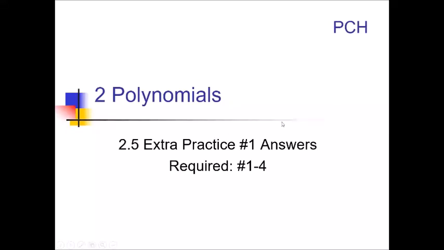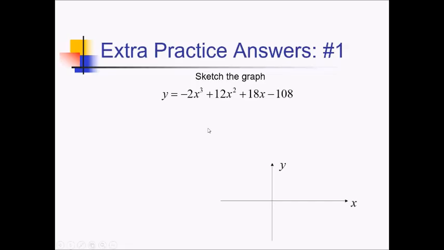Hello there, Mr. Sutton here, bringing you the Pre-Cal Honors 2-5 Extra Practice Number 1 solutions on graphing polynomials in standard form. To graph this polynomial, we must first find the roots, which means we're going to need to factor this thing so that we can set each factor equal to 0.